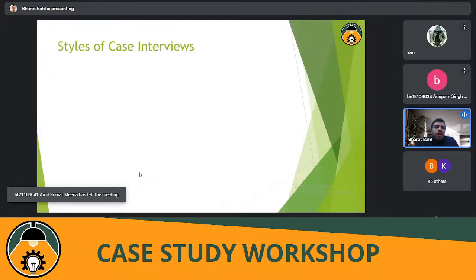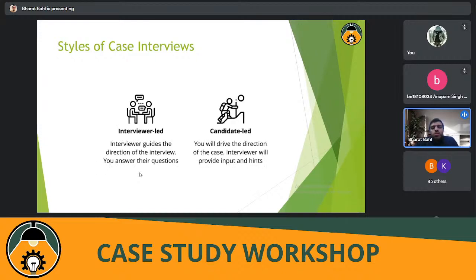Now talking about the styles of case interviews. There are basically 2 types: one might be interviewer-led, and another is candidate-led. When we talk about candidate-led, you have the throttle and the lever in your hands. You can drive it whichever way you want. In case of interviewer-led, he will put specific questions to you in between the case interview, and you will have to answer them on the spot. So it becomes a bit trickier to answer. Well, right now we are at the beginning phase.